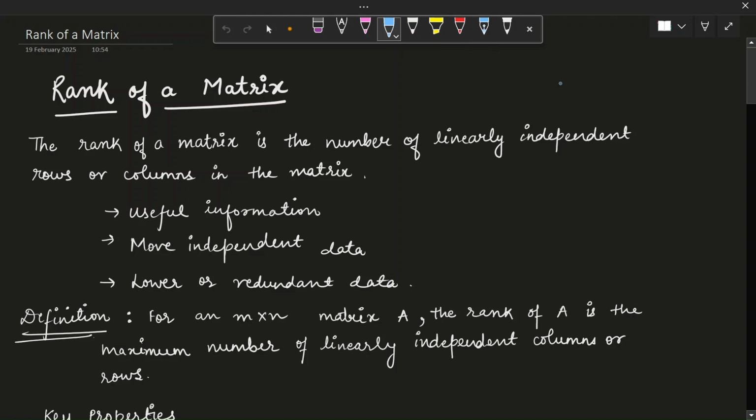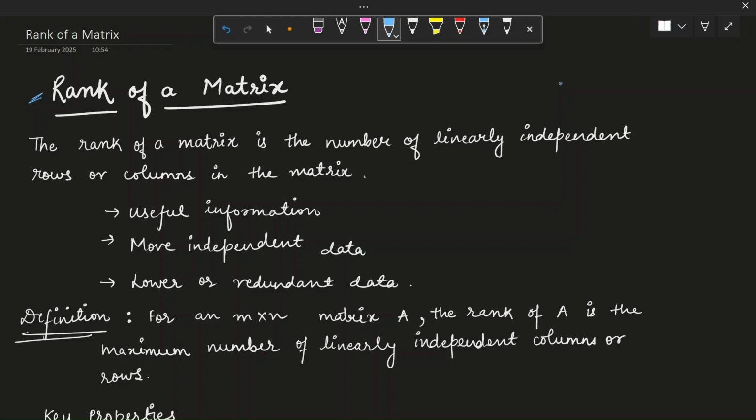Today we are going to discuss the rank of a matrix. The rank of a matrix is a fundamental concept in linear algebra that plays a crucial role in machine learning, data science and artificial intelligence. It helps in understanding the dimensionality of data, identifying dependencies between variables and optimizing models.